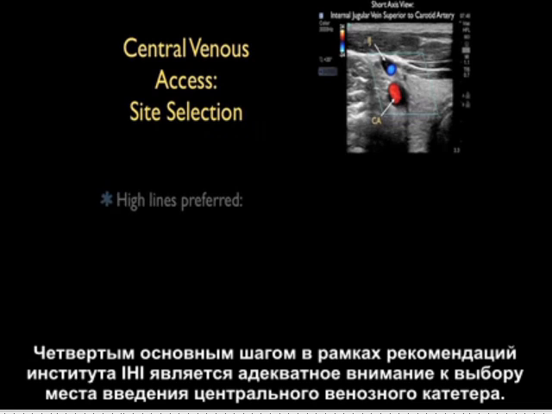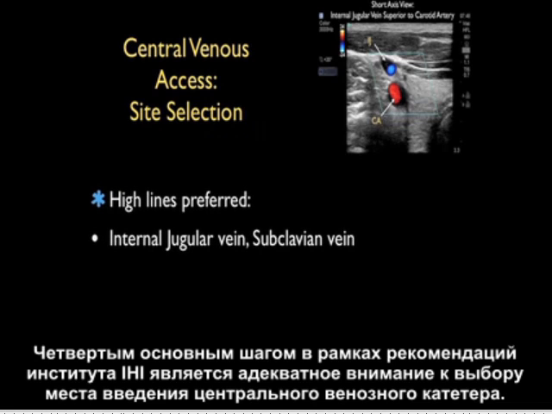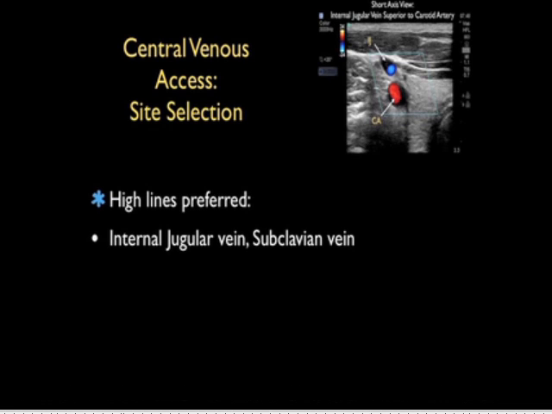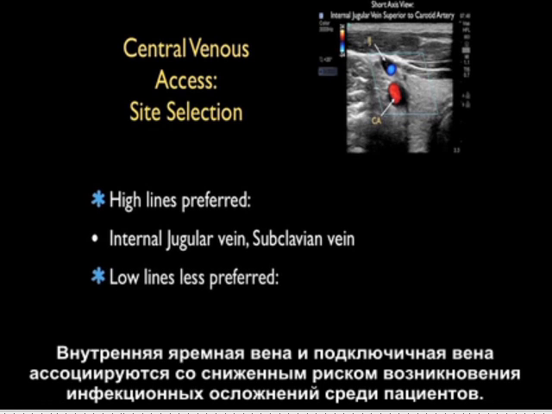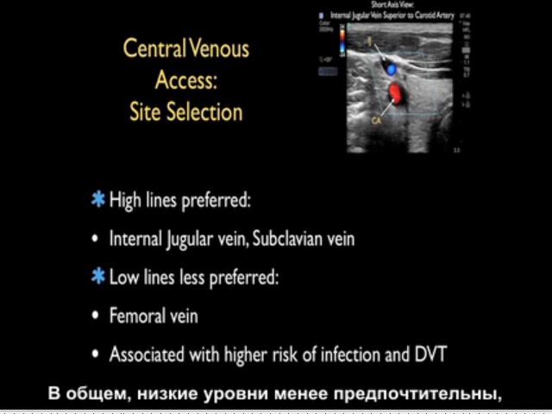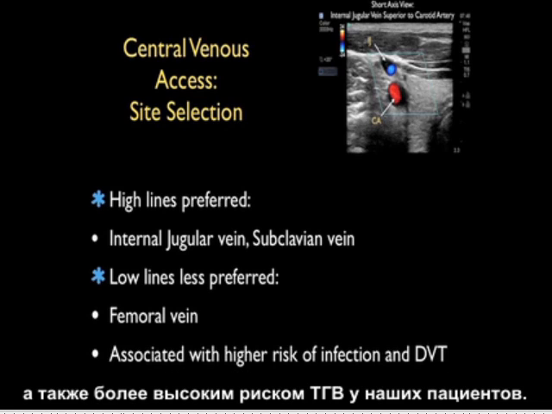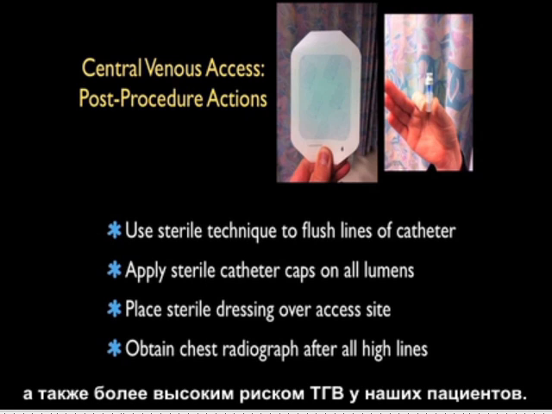The fourth main step within the IHI guidelines is adequate attention to site selection for placement of a central venous catheter. In general, high lines are preferred. The internal jugular vein and subclavian vein are associated with a decreased risk of infectious complications to our patients. In general, low lines are less preferred, as placement of a catheter into the femoral vein is associated with a higher risk of infection and also a higher risk of DVT in our patients.